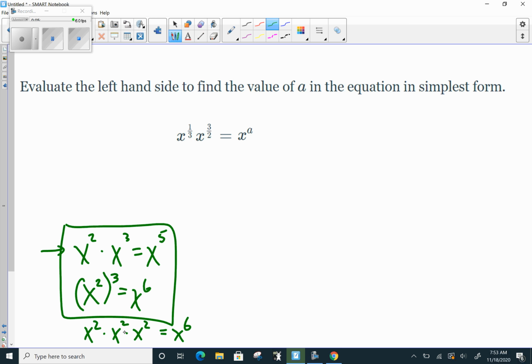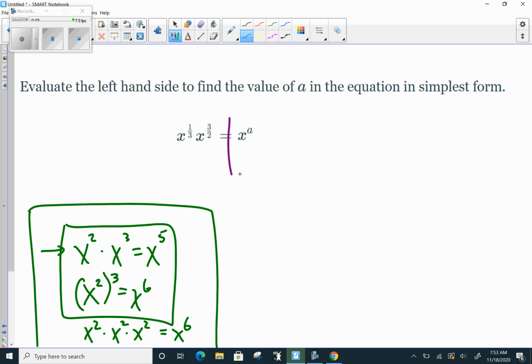So this, like I said, is just a quick commercial break. Okay. So getting back to our problem at hand, we have x to the 1/3 times x to the 3/2 is equal to x to the a. I'm just going to work with the left side, and continue it down.